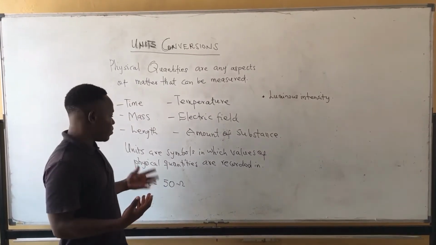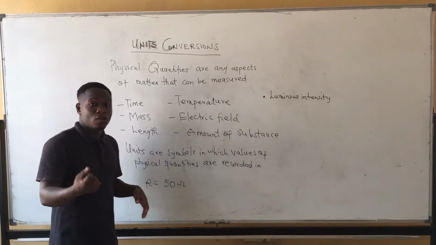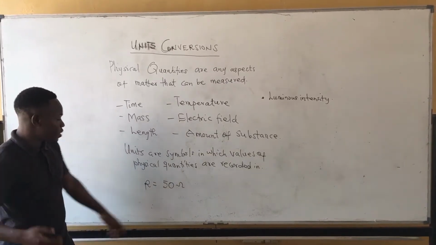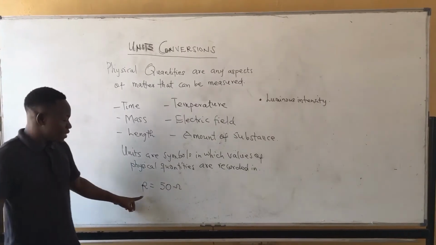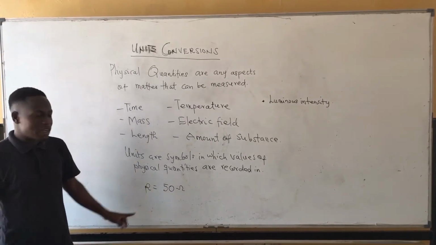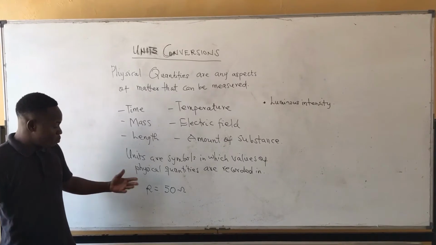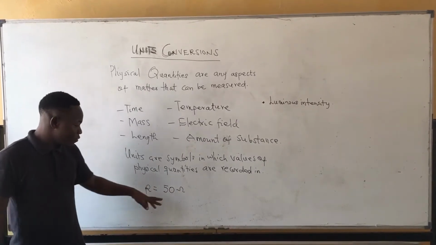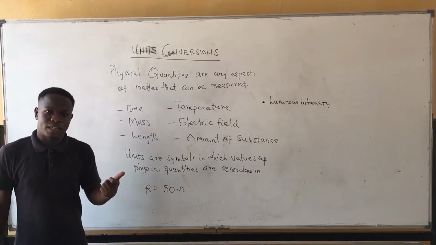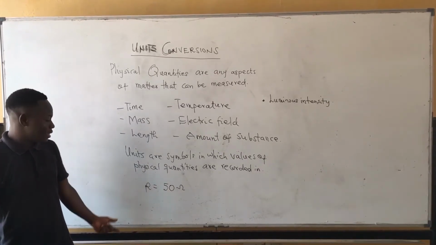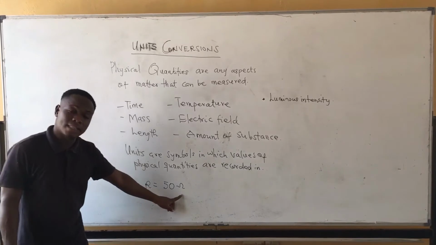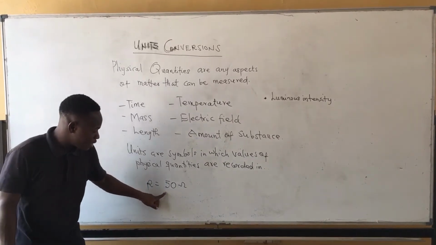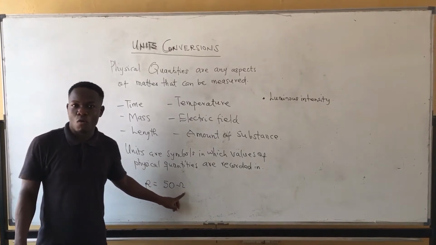Those symbols can be letters or any other thing, but most of the time they are not letters. For example, you see here, this is resistance. Let's say the resistance of a piece of wire is 50 ohms. Here, the 50 is a value, but for us to see that it is resistance, we have to see the units there. The unit of resistance is ohms, and this is the symbol for ohms.